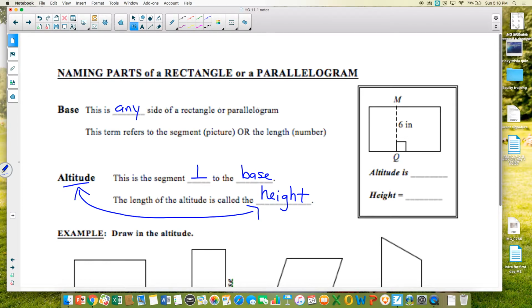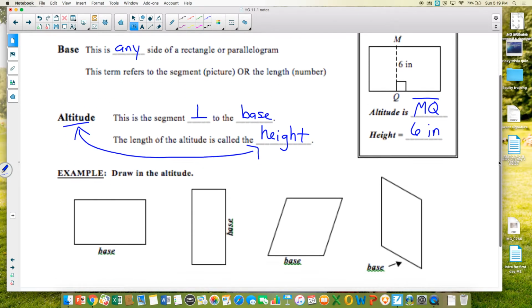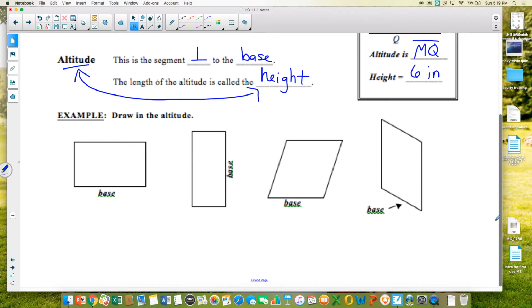If you look at the box to the right, the altitude of this is segment MQ, and the height is the length of MQ, which in this picture is 6 inches. So in each of the examples, we're going to draw in the altitude. If we were to draw the altitude in the one on the left, where you see the base of this rectangle, the altitude would be the perpendicular distance across that rectangle, across that quadrilateral. And this is also called the height.